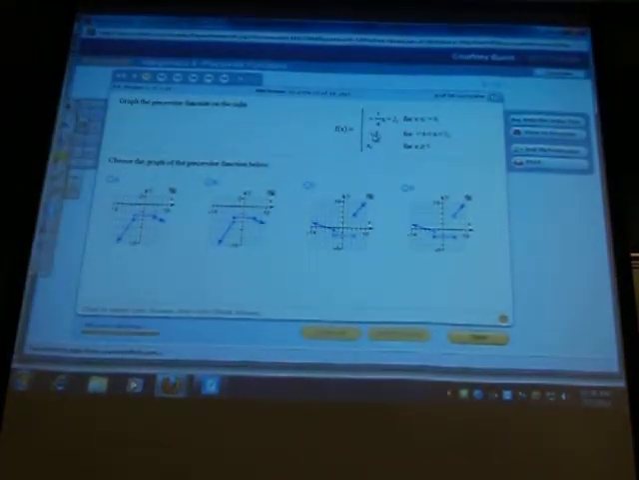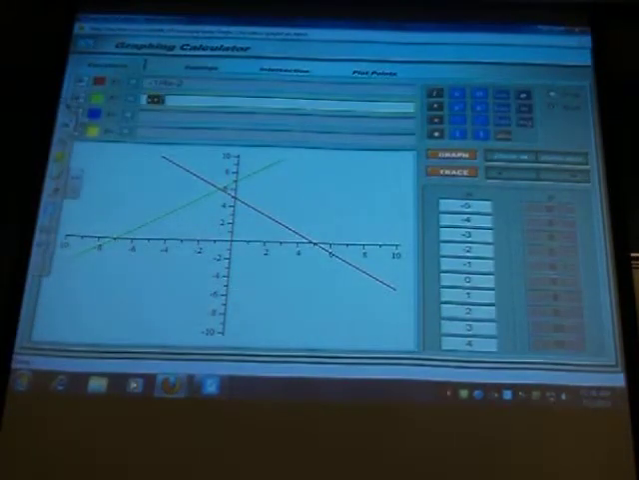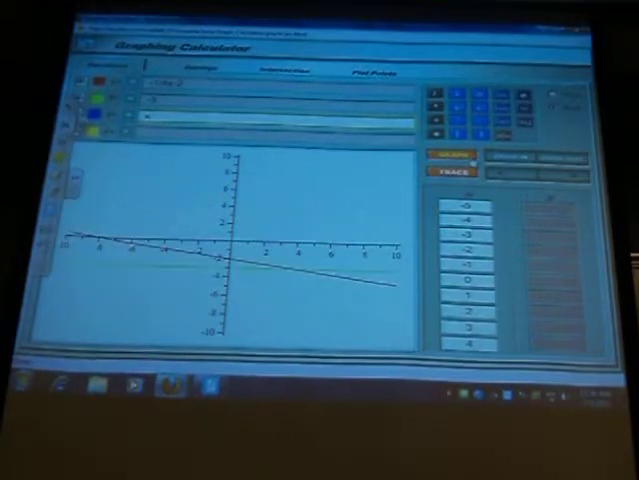Negative 3 is my second equation, and then x is my third equation. So you can just put negative 3, you can just graph that. It'll just be a straight line, and then x. Okay?